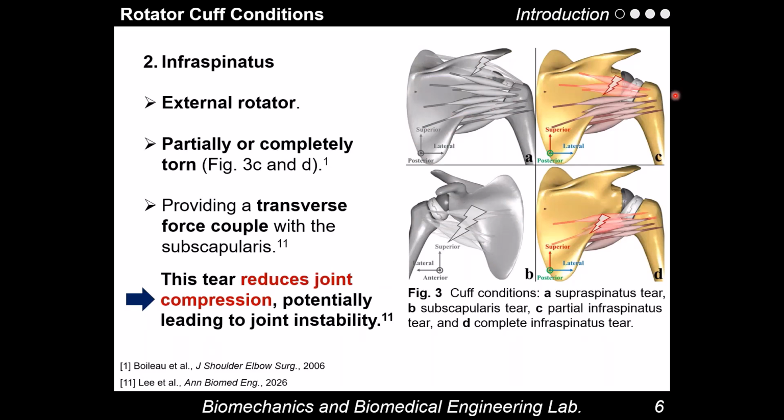Next is the infraspinatus. As a primary external rotator, the infraspinatus provides a transverse force couple with the subscapularis. This force balance is essential for maintaining joint stability. Therefore, this tear increases the risk of joint instability. In clinical cases, the infraspinatus often presents with either a partial or a full thickness tear in RTSA patients.